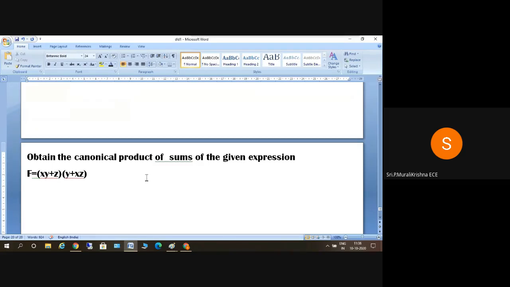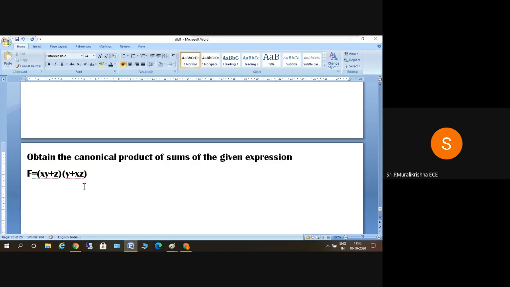So what do I have to obtain here? So canonical product of sum. So canonical in the sense each and every term should be a product term, and each and every product term should contain all the literals. So what are the literals here? XYZ. So XYZ ప్రతి ఒక్క దాంట్లో ప్రతి ఒక్క సమ్ లో XYZ ఉండాలి. నార్మల్ ఫామ్ లో అవ్వచ్చు, కాంప్లిమెంట్ ఫామ్ లో అవ్వచ్చు. Okay, so xy plus z and y plus xz here.